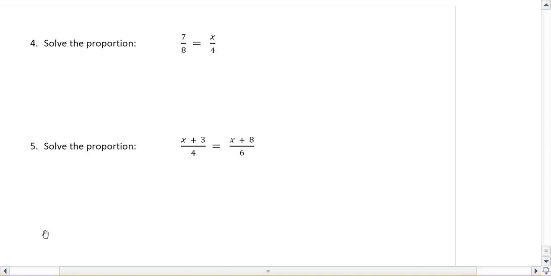Next example. Solve the proportion. 7 over 8 equals x over 4. Now since we know that the cross products are equal, we use that fact to solve this problem. Cross product is 8 times x equals this cross product is 28. And now, knowing what we know how to solve for algebra, we divide both sides by 8 and we get x equals, well, 28 over 8 reduces down to 7/2.